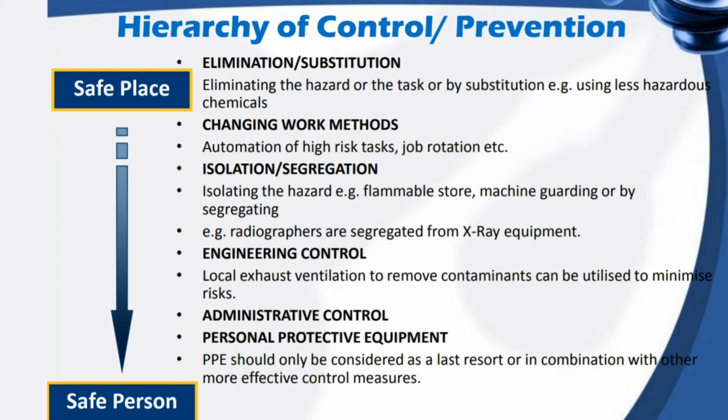Engineering control: local exhaust ventilation to remove contaminants can be utilized to minimize risks. Administrative control and personal protective equipment: PPE should only be considered as a last resort or in combination with other more effective control measures.